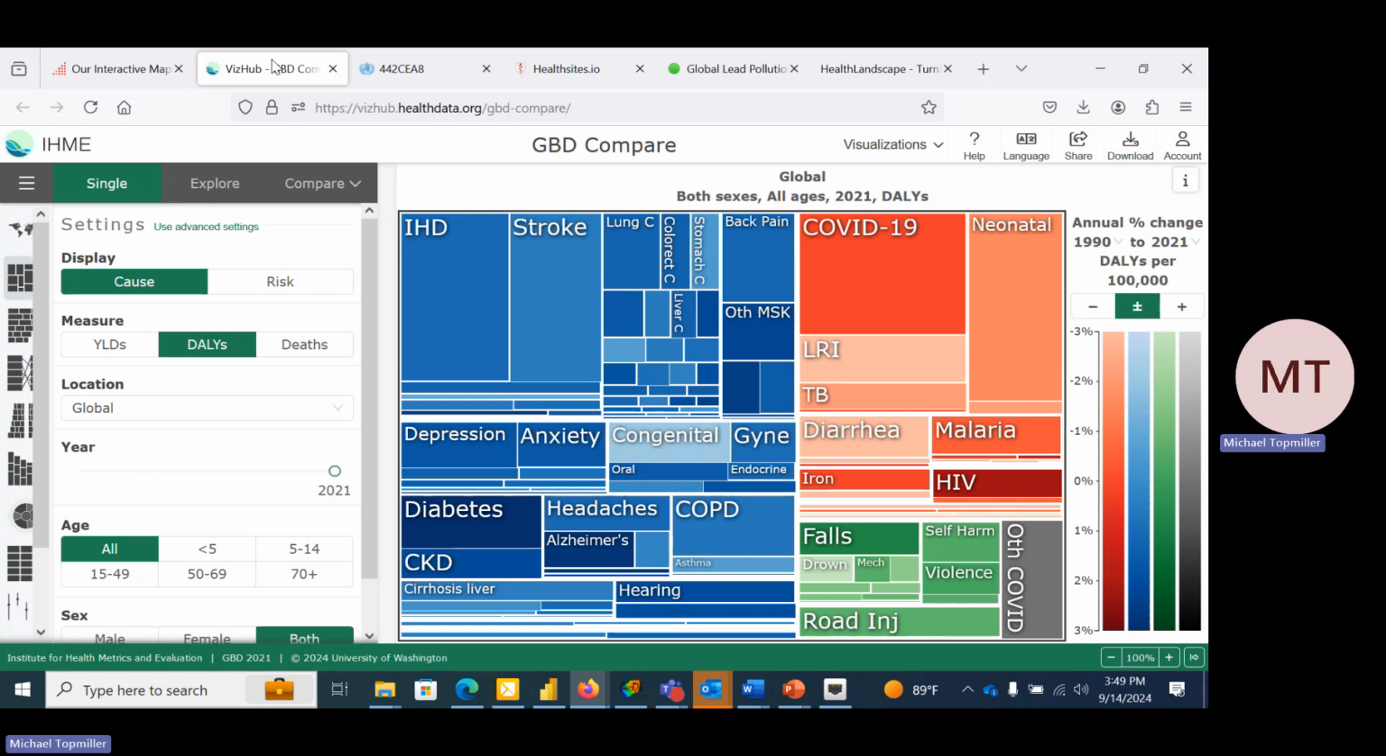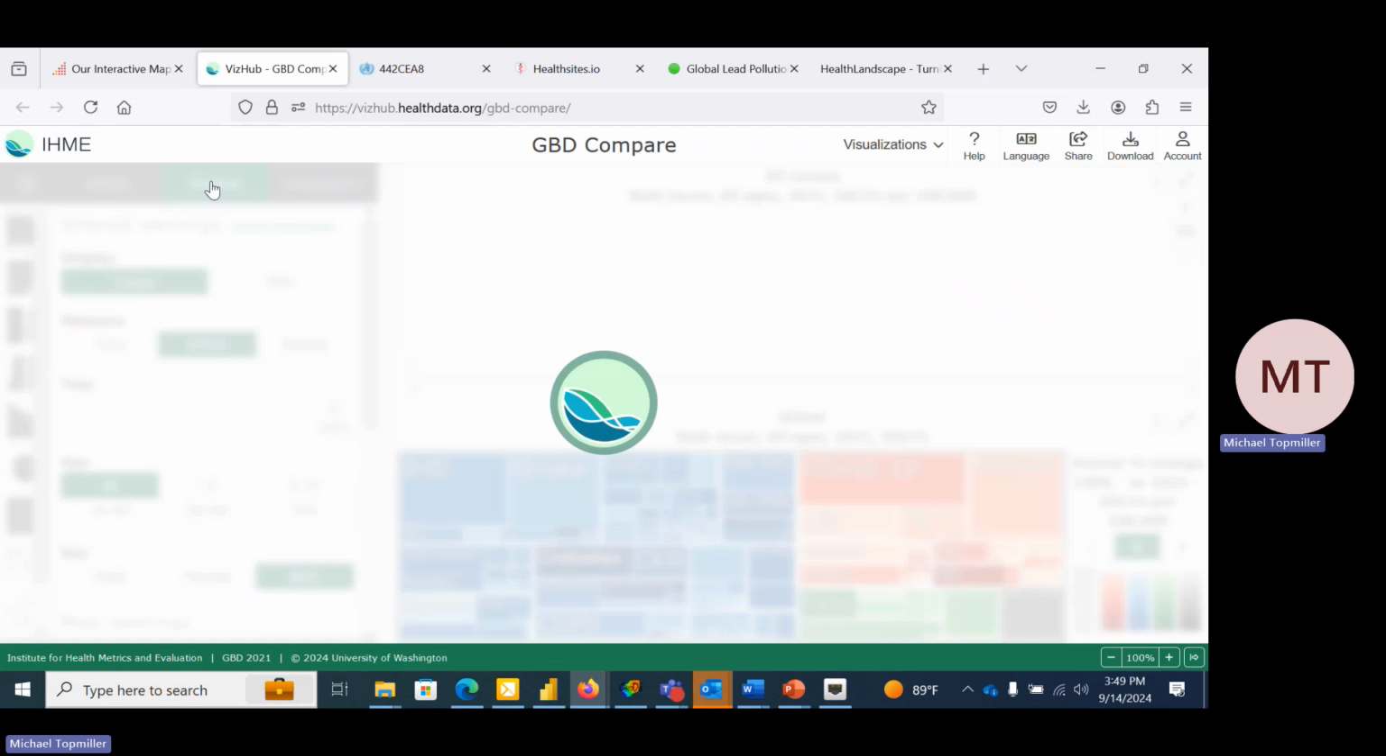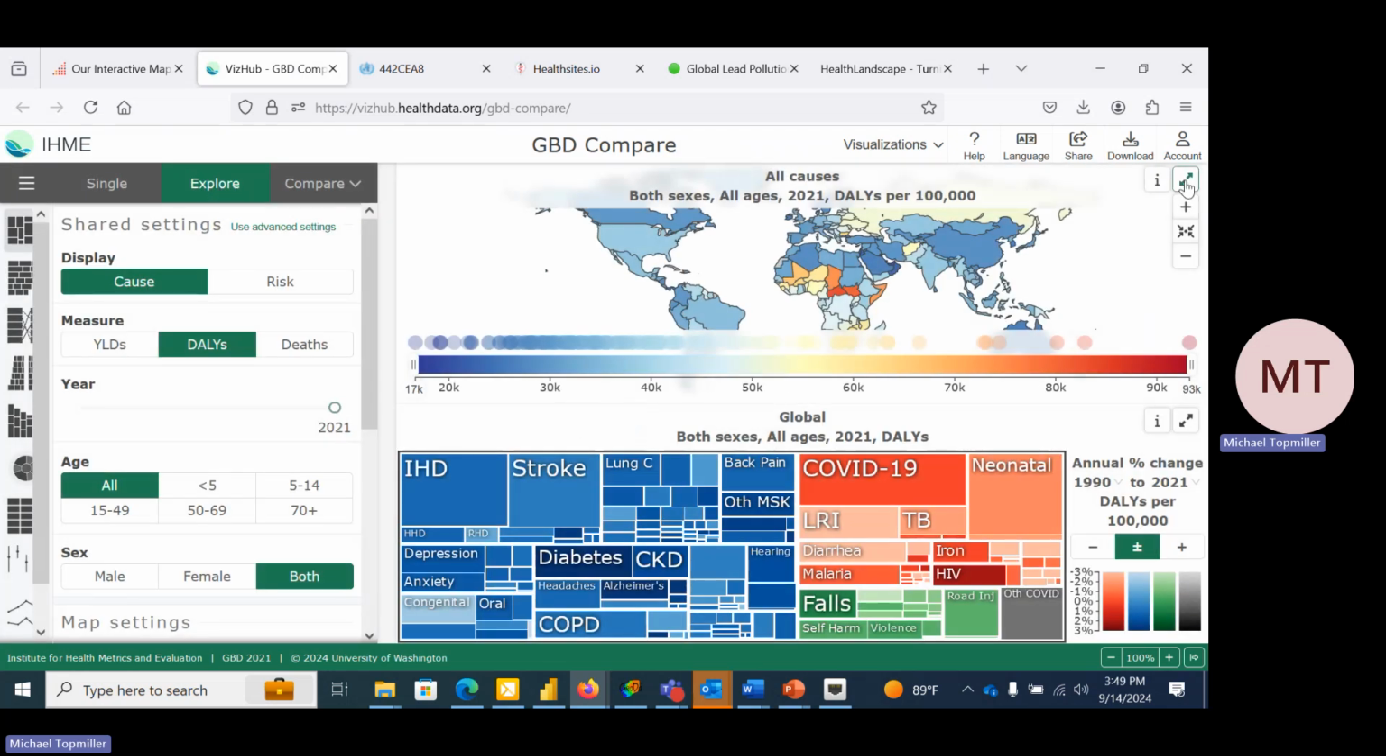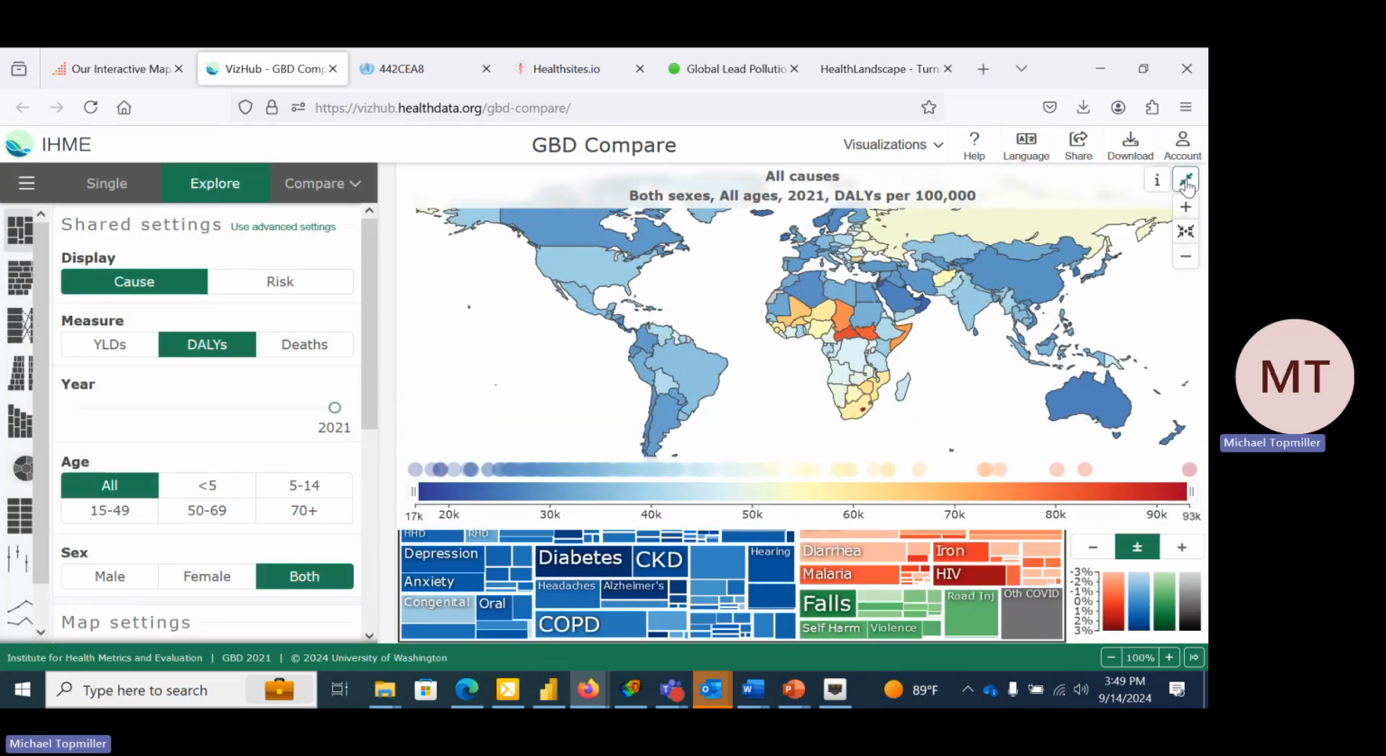So we use this site a lot when we're looking at trying to create maps, look at data visualizations, find data on various health topics. I'm going to go over here right now. It's at single by default. I'm going to explore, and you'll see a map show up here. And I'm going to expand this so we can see this map a little better.